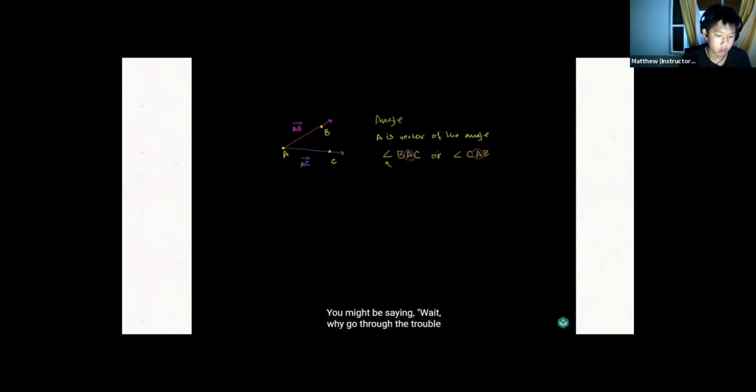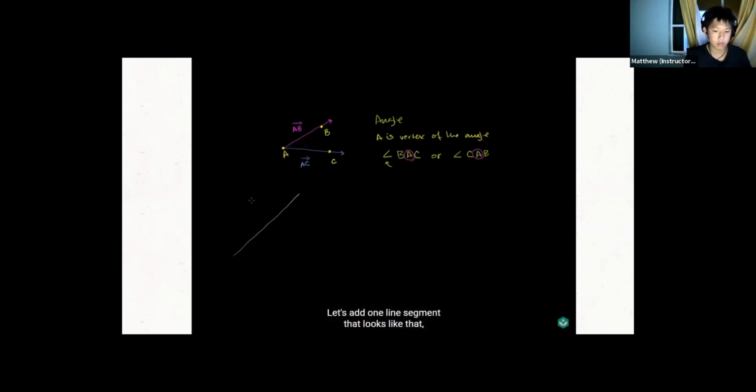Now you might be saying, wait, why go through the trouble of listing all three of these letters? Why can't I just call this angle A? And to see that, let me show you another diagram. Although the geometric definition of an angle involves two rays that have the same vertex, in practice, you're going to see many angles that are made up of lines and line segments. And you can imagine that you could continue those line segments on in one direction, and then they would become rays. So in that way, they're consistent with this definition.